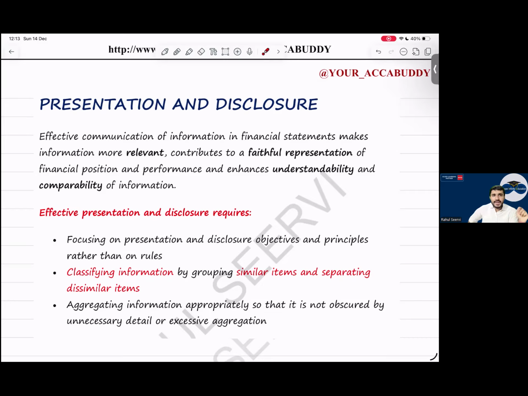Internally generated intangible asset, will you recognize it? No, we won't. Sunil is saying no, Arvind is saying no, Rahul. But when purchased, we recognize. I asked about internally generated. Internally generated, we will not recognize.